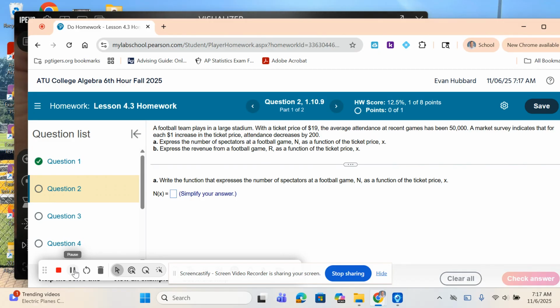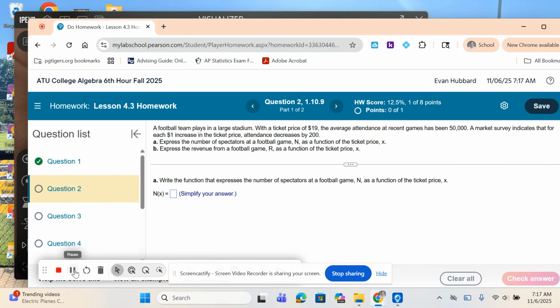Okay, a market survey indicates that for every $1 increase in ticket prices, attendance decreases by 200. Attendance decreases by 200. Okay. Express the total number of spectators at a football game as a function of its ticket price. So total number of spectators as a function of its ticket price.